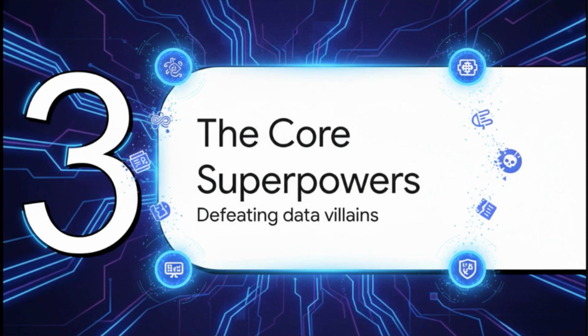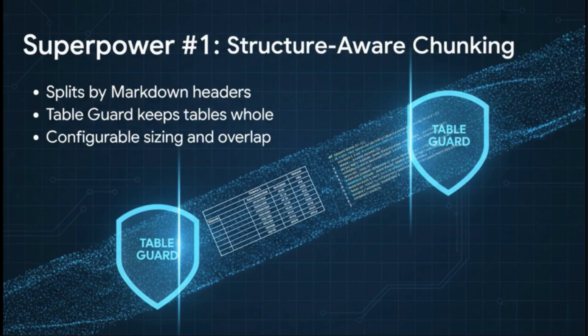Okay, so let's get specific. RAG Architect has what you can think of as 4 core superpowers, and each one is precision engineered to take out one of the data villains we just talked about. Superpower number 1, structure-aware chunking.